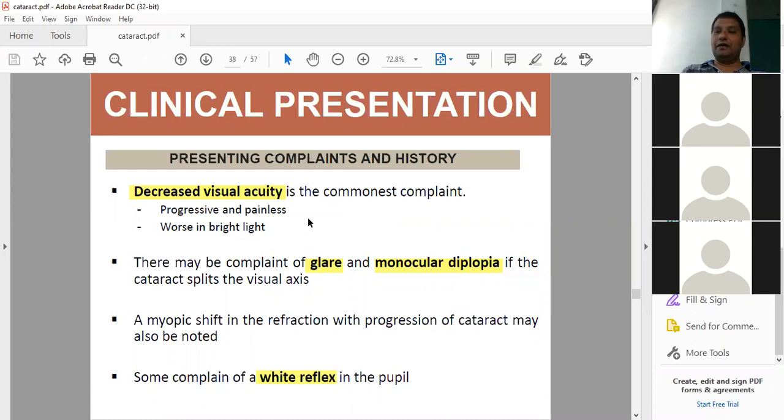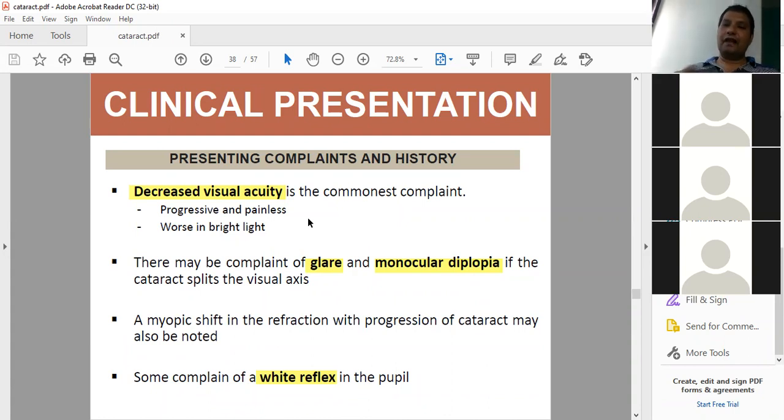And there will be diplopia. This diplopia is uniocular. Suppose there is cataract in the right eye, then from the right eye the patient will see two images even if he closes the left eye. In contrast, in paralytic squint, the diplopia is binocular. If the patient closes one eye, the diplopia will disappear.